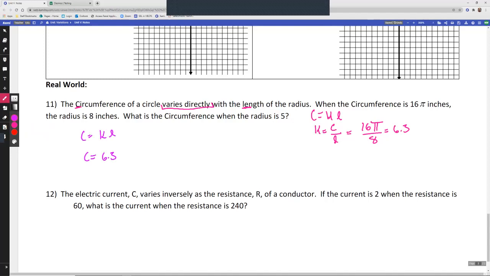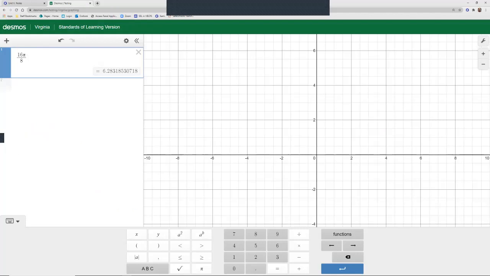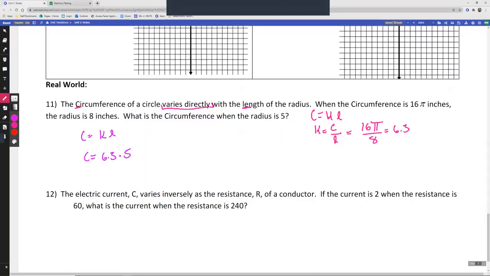And then when the radius is 5, it's going to be simple multiplication. 6.3 times 5. And I don't know that right off the top of my head. And if you don't know, you go ahead and use decimals. It's a tool that we have provided. So use it. 6.3 times 5, 31.5. Bada boom, bada bang, it's all done. All right. C is equal to 31.5. Okay.